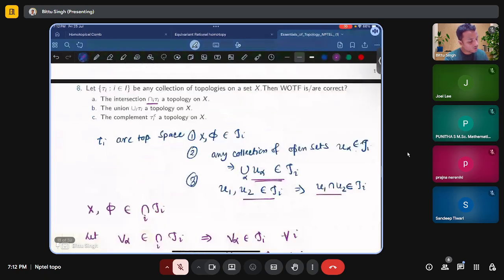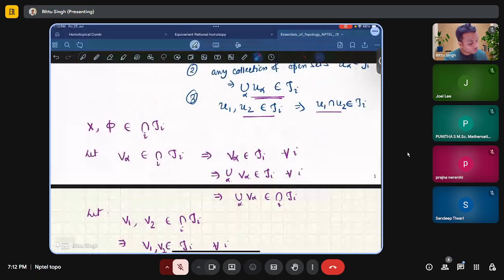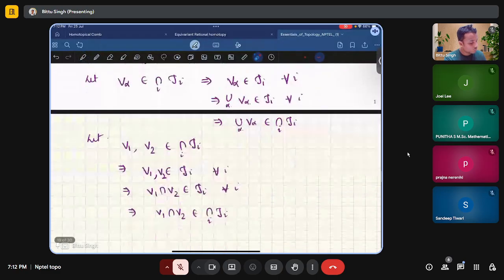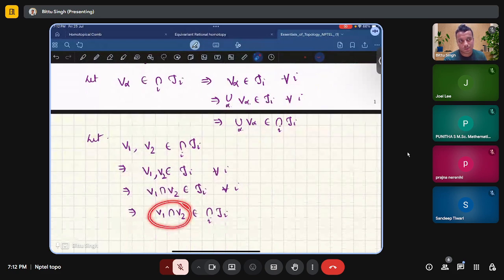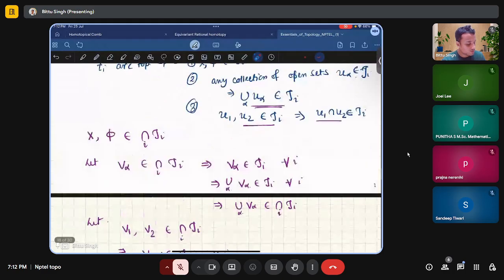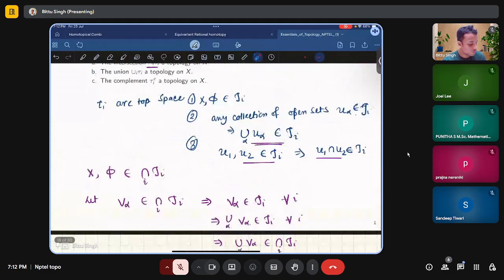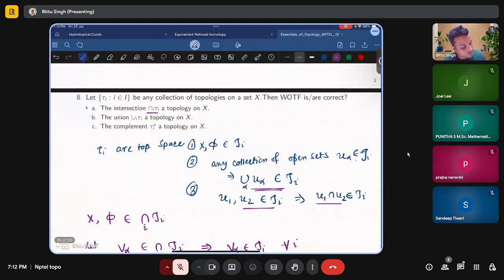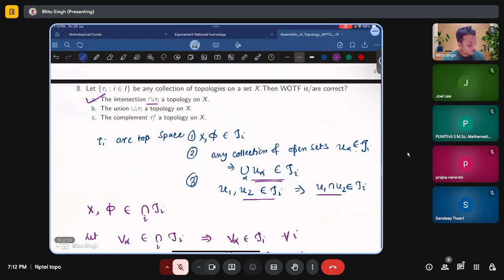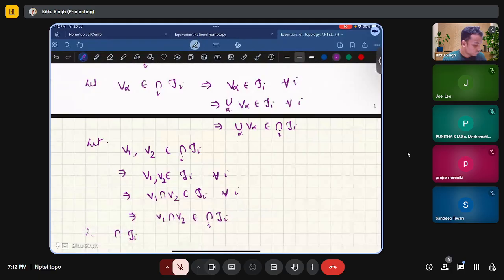Hence, this intersection of tau i is closed under the union operation, and it is also closed under finite intersection, right? And X and empty set, those two are already there. Therefore, the intersection of tau i is a topological space.